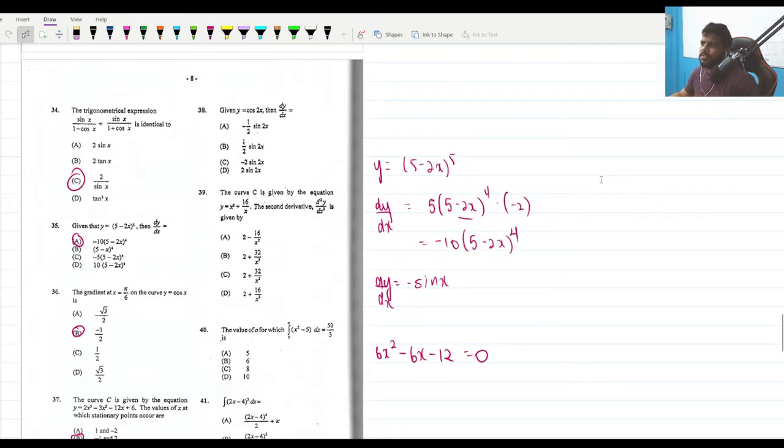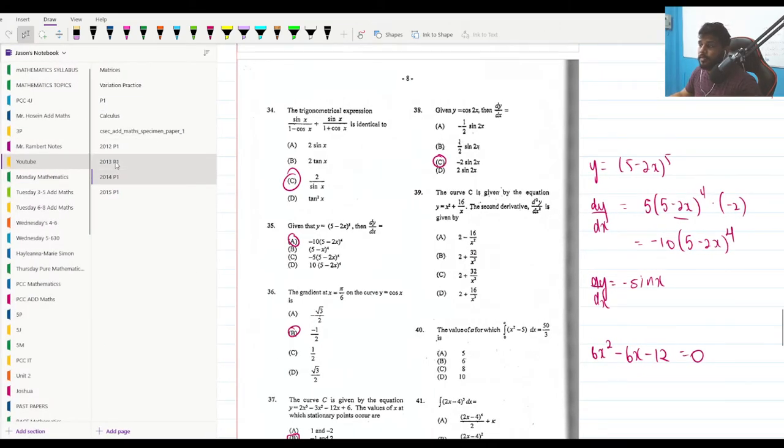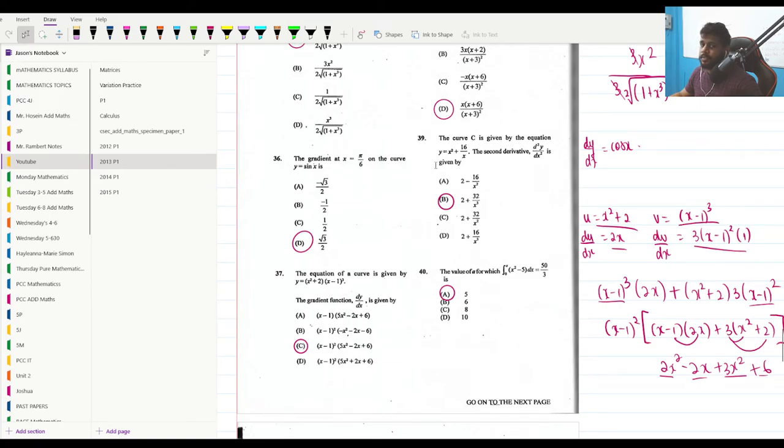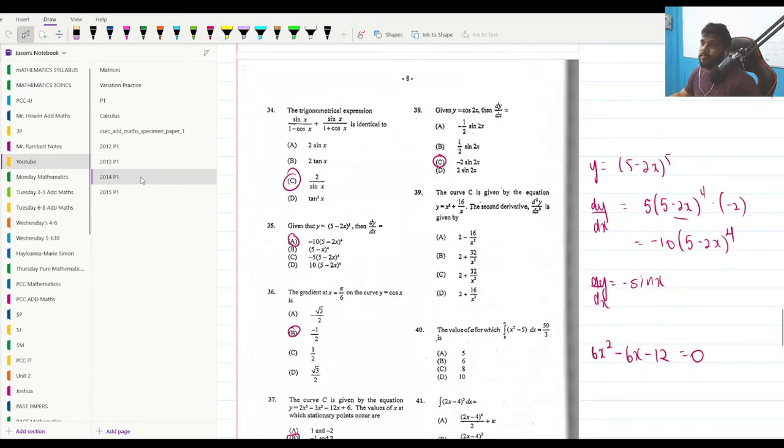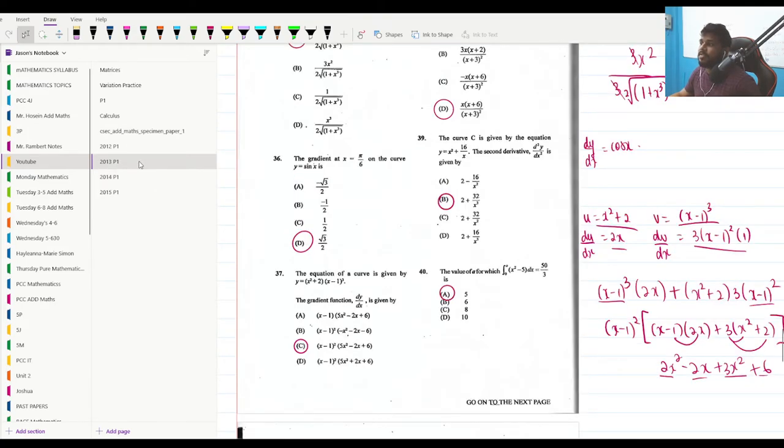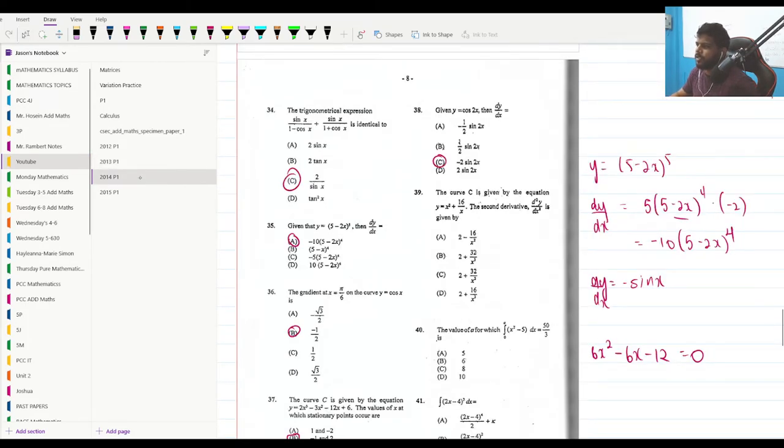Given that y is equal to cos 2x, then dy/dx, go back and watch my differentiation video. I did this very, very simply. dy/dx will be 2 sin 2x, with a minus sign in front. Minus 2 sin 2x. Number 39 is a repeat, and I'm used to the repeats because I'm doing it so much. Just to double check, x squared plus 16 over x, and I want the second derivative, which is 2 plus 32 on x cubed. Answer is B.